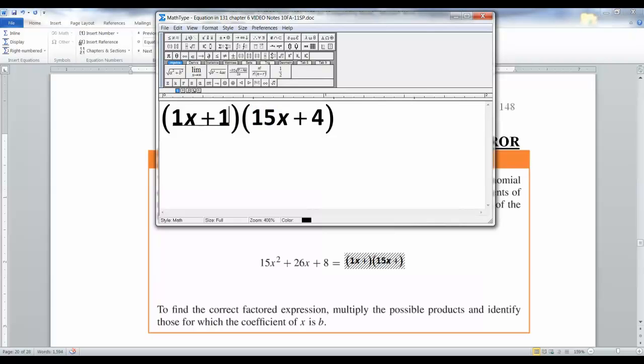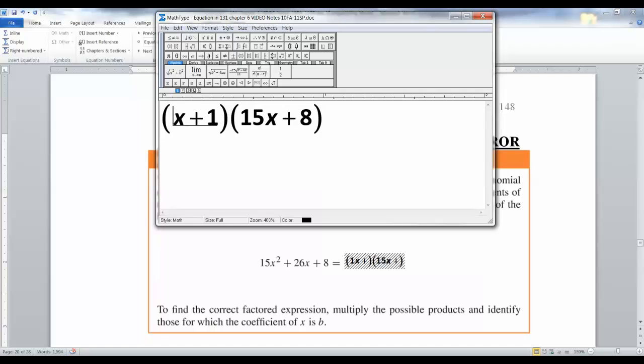Oh, I think I didn't try 1 here and 8 here, so I better try that. So that would give me 15 for that middle one, and then 8 times 1 is 8. So 15 plus 8 is 23. That's not 26. So I need that middle term to be 26. You need your outers plus inners to make 26. Okay, so none of this is going to work. So I've tried all the combos.